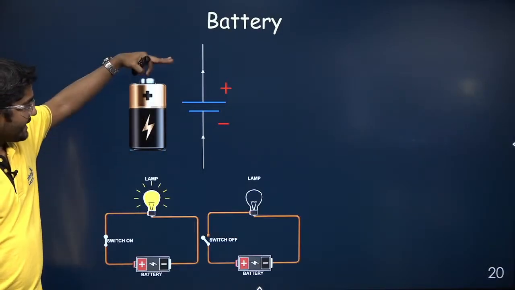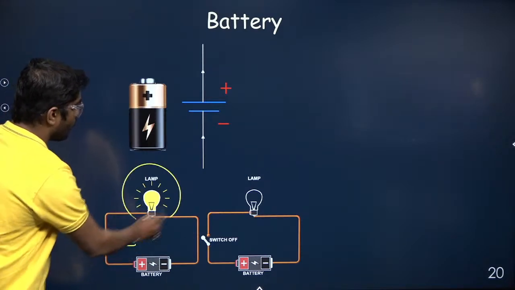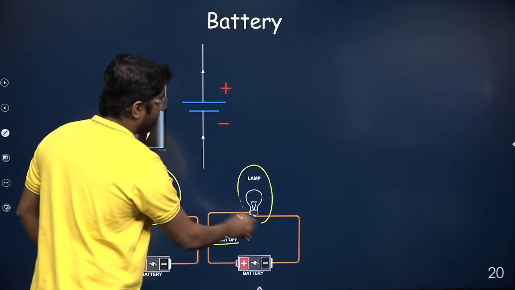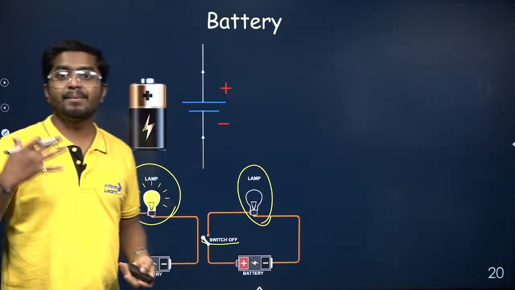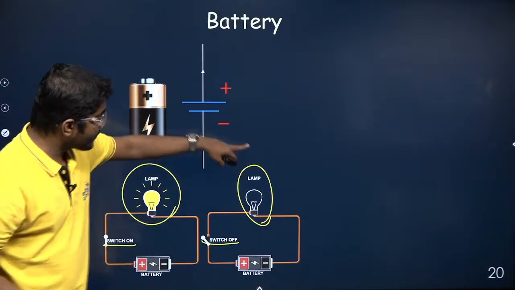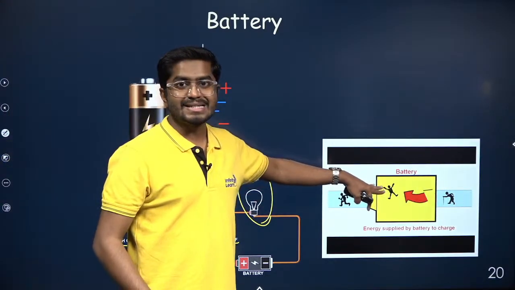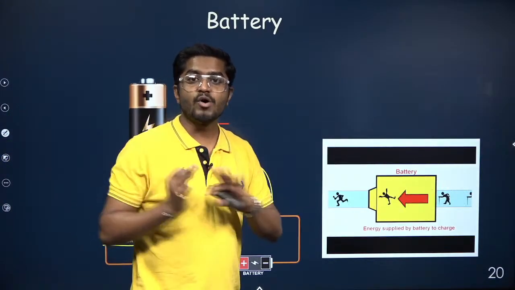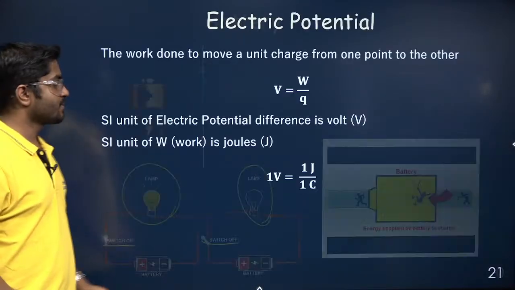Correct? So there is a battery. When the switch is on, the bulb will glow. When the switch is off, the bulb will not glow. So what is the purpose of the battery? To provide the potential difference across the bulb. Correct? So this is what the battery does. It pushes the positive charges and provides the potential difference.